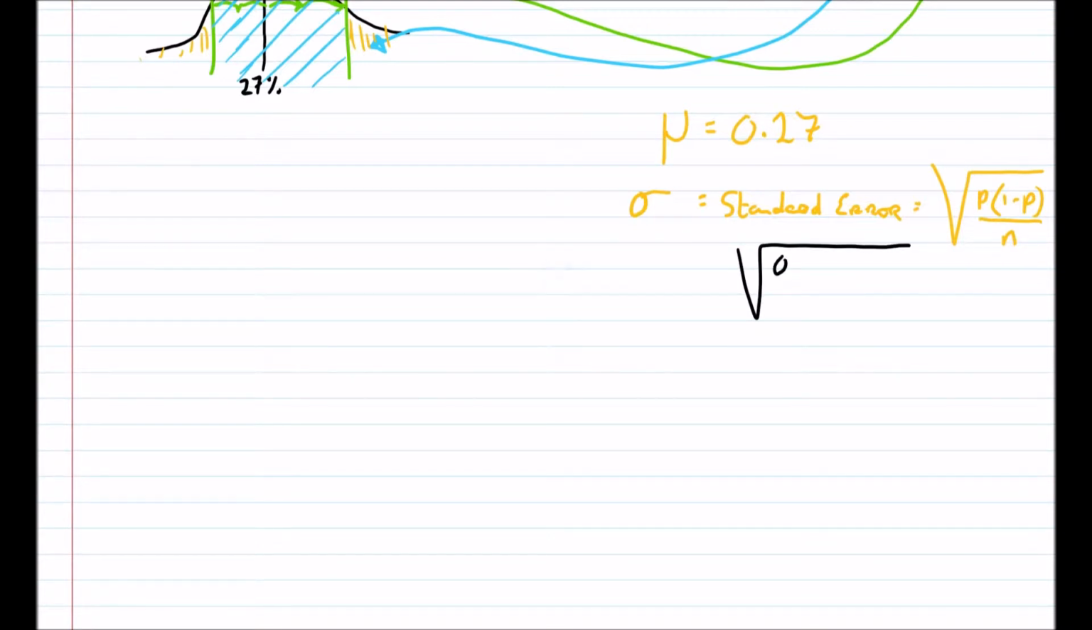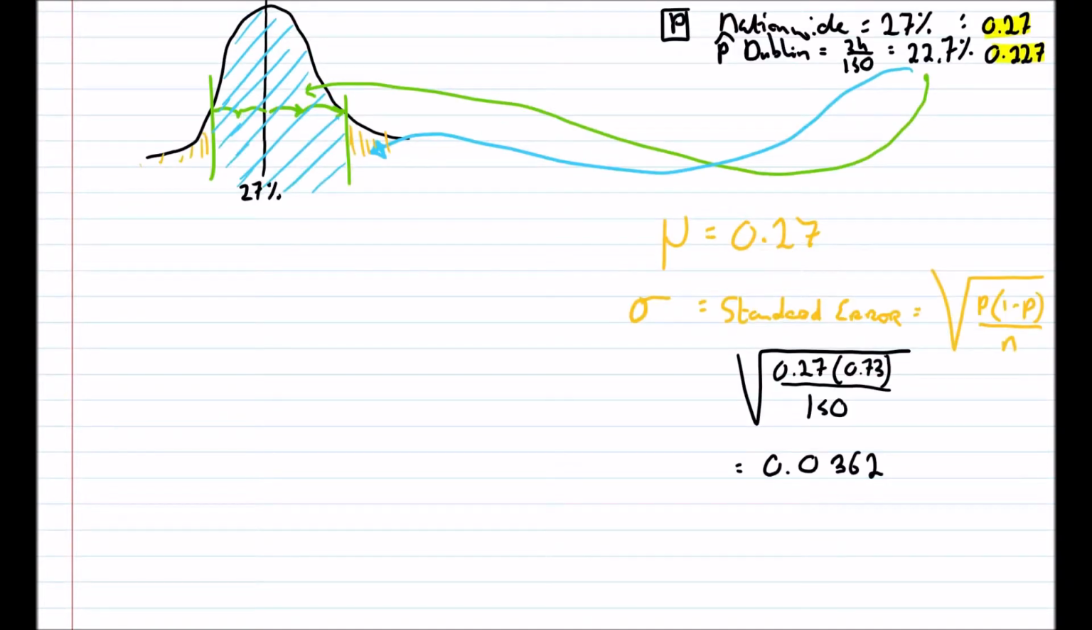So the population was 0.27. 1 minus the population is 0.73, and it's all over the sample, sorry, which is 150. And that will give us 0.0362.